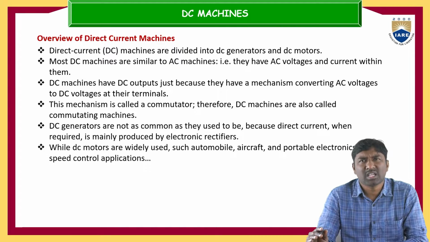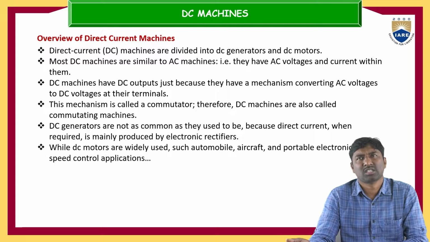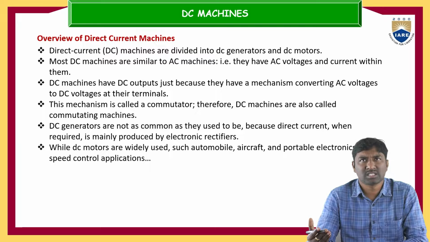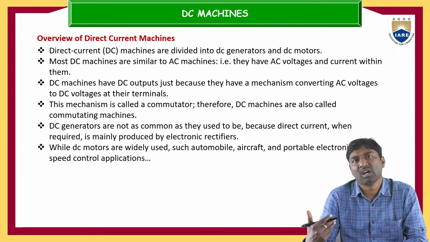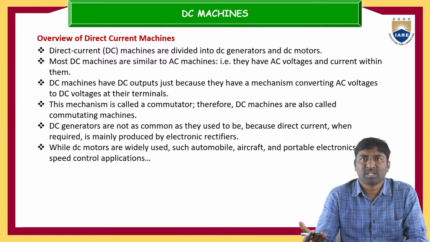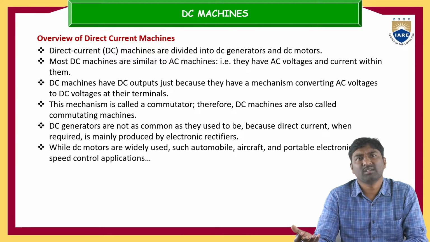And DC machines have DC outputs just because they have a mechanism converting AC voltages to DC voltages at their terminals by using another piece of equipment, that is the commutator. That is part of the construction of the DC machine. All this mechanism I am calling a commutator. Therefore, DC machines are also called commutating machines.